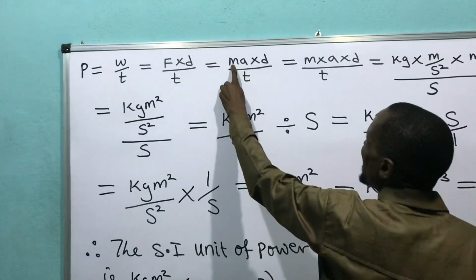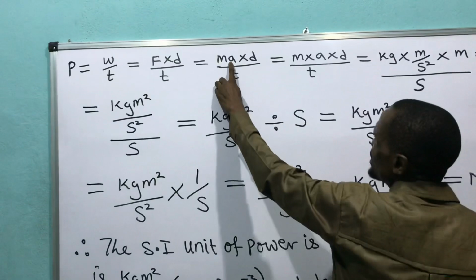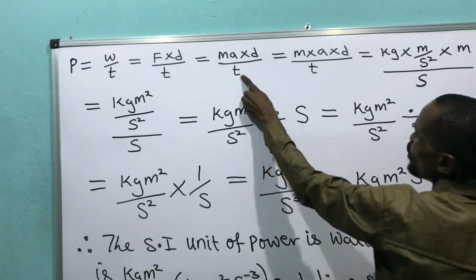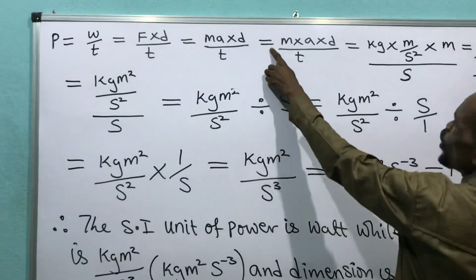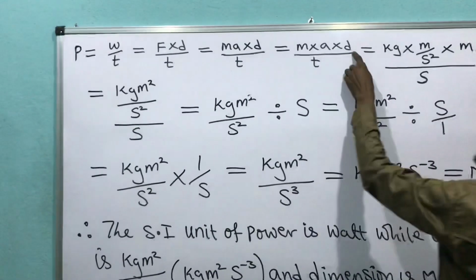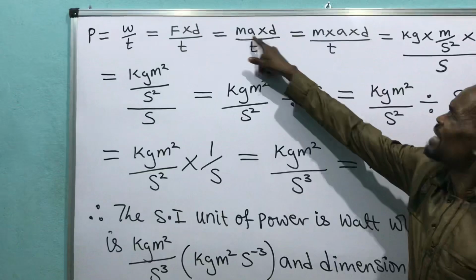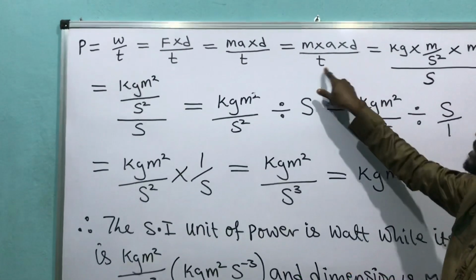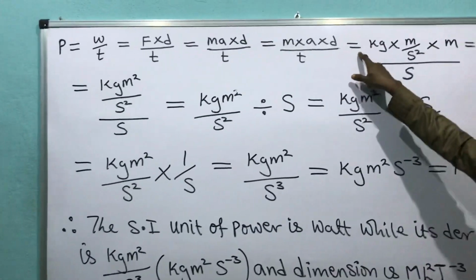Force is mass times acceleration, times distance over time. I have split it: mass times acceleration times distance over time. And that is equal to what?